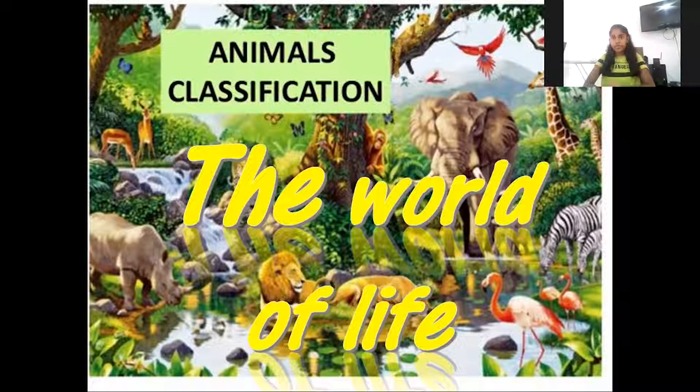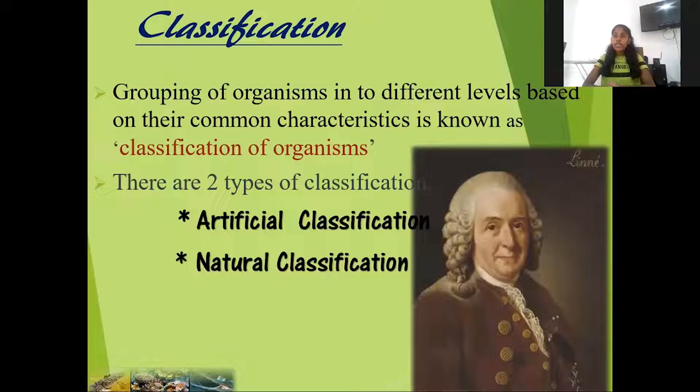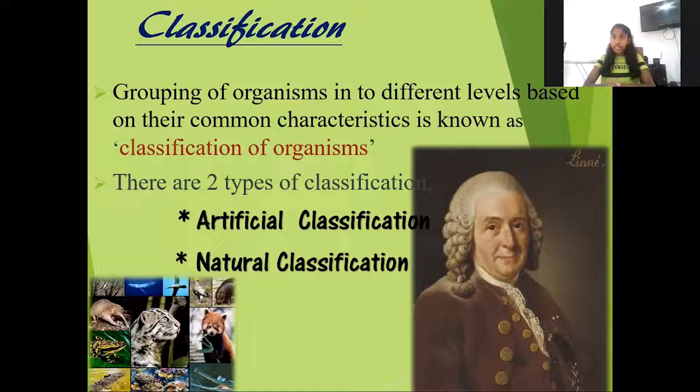Grouping of organisms into different levels based on their common characteristics is known as classification of organisms. Aristotle in the 4th century BC introduced the first scientific classification, and the successful classification was introduced by Carolus Linnaeus in the 18th century AD. There are two types of classification. The first one is artificial classification and the second one is natural classification.